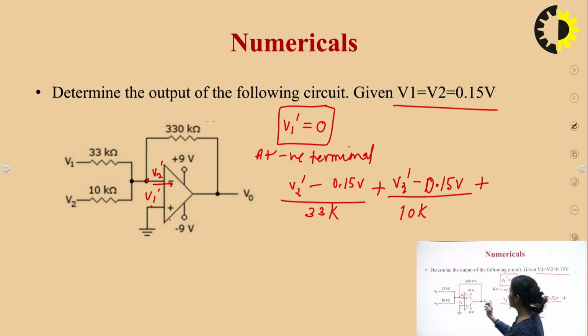So another branch connecting to the output is plus (V2' - V0)/330K equal to 0.